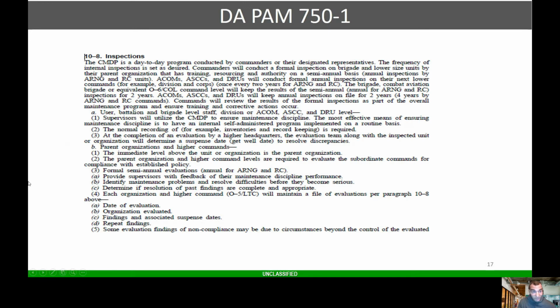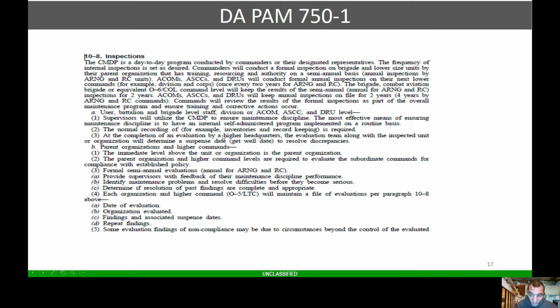So like I said, DA PAM 750-1, the CMDP is a day-to-day program conducted by the commanders or their designated representatives, right? Frequency of interval inspection is set as desired. Commanders will conduct a formal inspection of brigade and lower size elements, by the parent unit that has training, resources, and authority, on a semi-annual basis, okay? Annual inspection for National Guard units or Ready Reserve units, so just keep that in mind. Battalion, brigade level staff, okay?